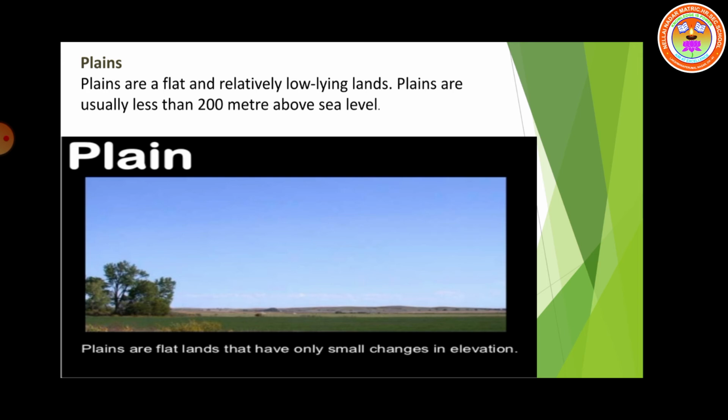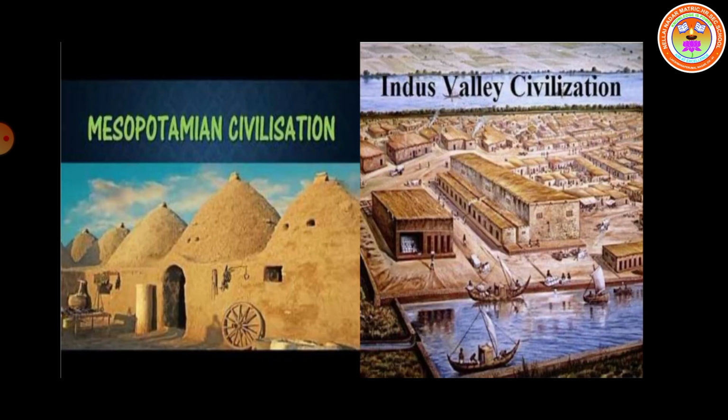The plains deposit rich minerals. They are mostly suitable for human habitation. Since they are highly populated regions of the world, the oldest civilizations like the Mesopotamian civilization and Indus civilization developed in river plains.